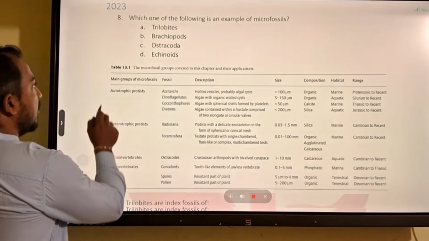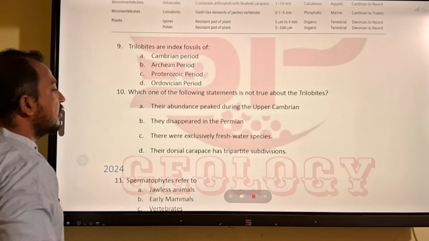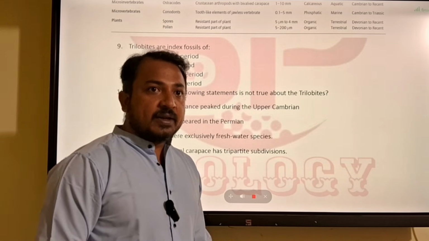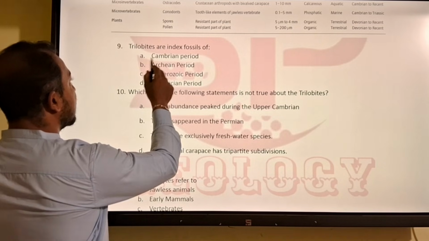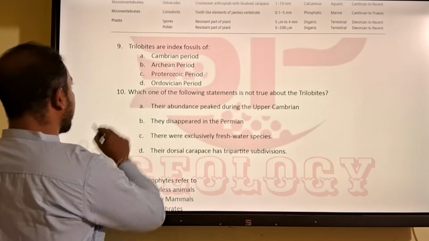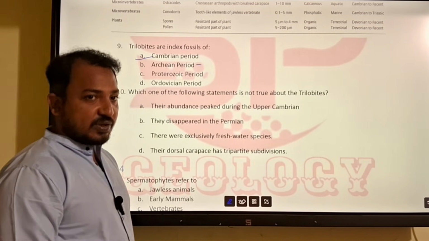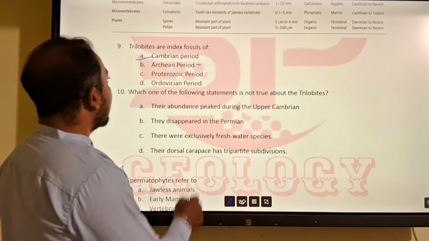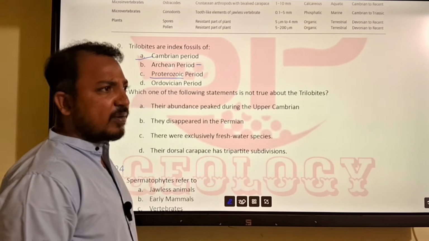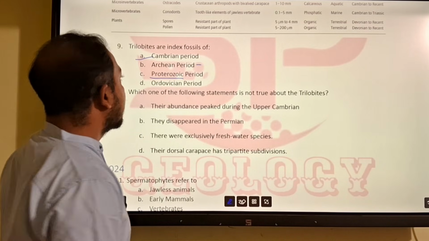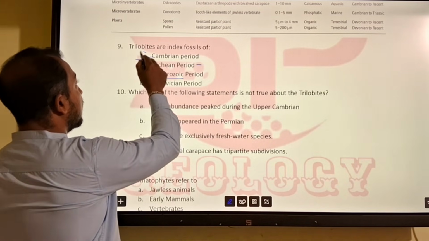So next question will move to Trilobites are index fossil. So Trilobites I have already discussed. It existed during Paleozoic time, from Cambrian to Permian time period. So Trilobites as index fossil will be in Cambrian period. Archean period, it belongs to Azoic. There is no life during Archean period. Proterozoic, you can say presence of soft-bodied organisms, or you can say stromatolites. Ordovician comes under Paleozoic, but Cambrian will be the index fossil.